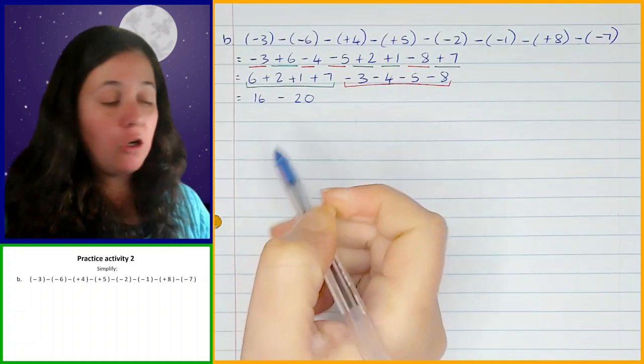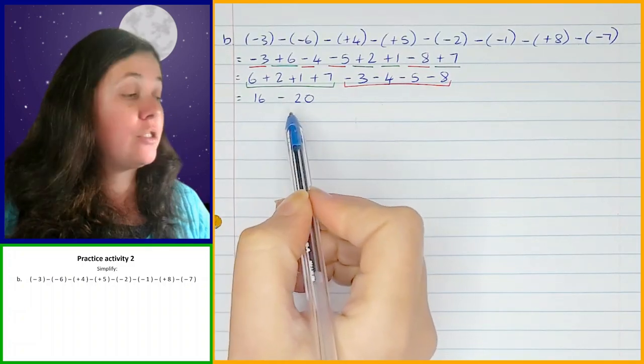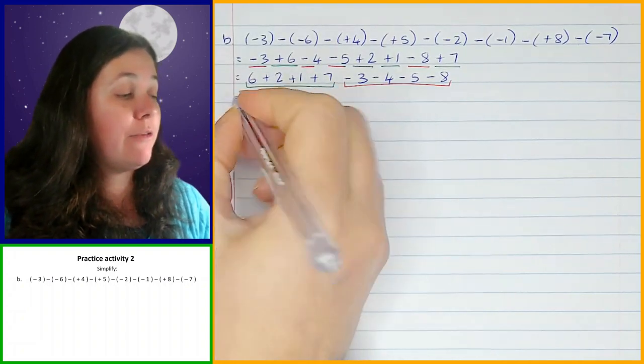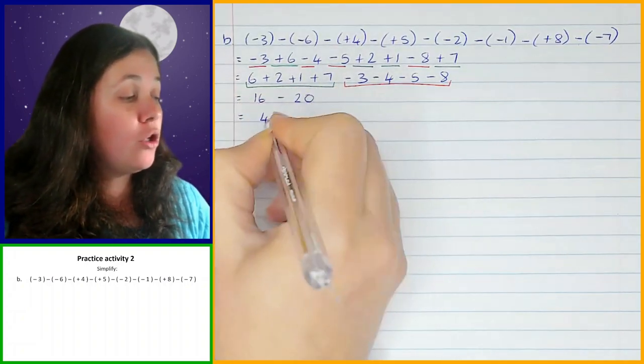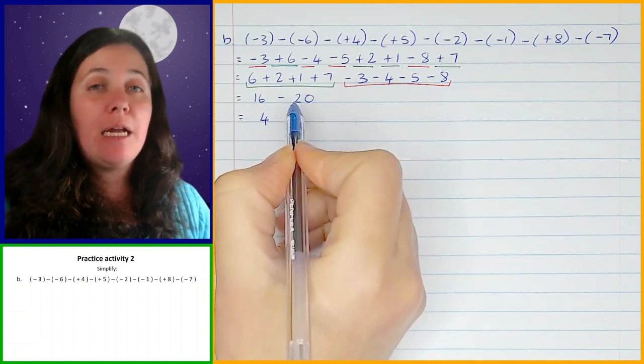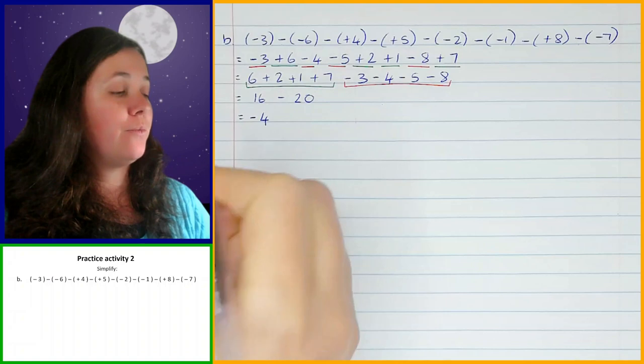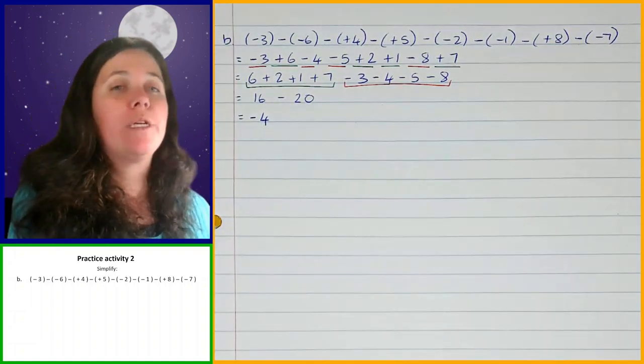So now because I've got 16 minus 20, my signs are different. So I'm going to subtract the absolute values. So it's 20 minus 16 gives me 4. And because the one that has the higher absolute value is negative, my answer is going to be negative. So it's negative 4. Okay, so that's what you should have got for question B.